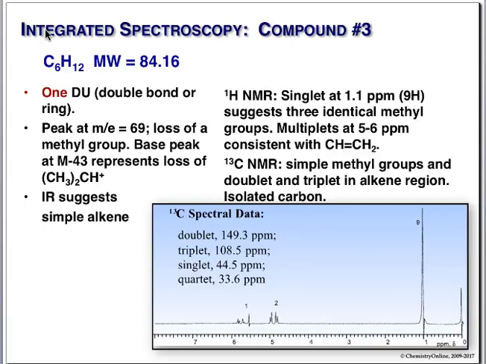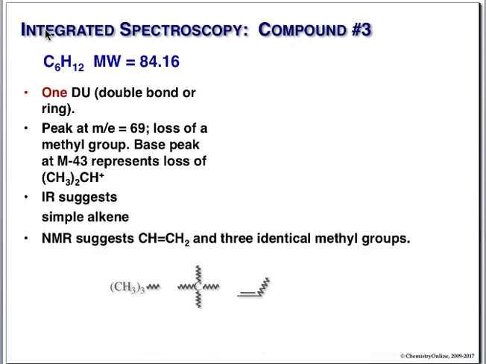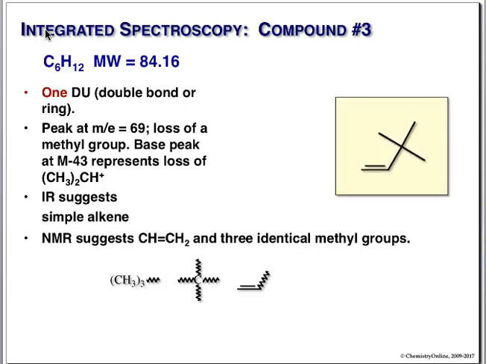So, isolated carbon, and again, alkene region. Putting this together, we've got 3 methyl groups that are the same, a carbon that's sitting there by itself, and we have a carbon-carbon double bond. I think there's only one way we can hook these together, and that makes this. This is probably the most complicated of the set. But it does have a beautiful carbon-carbon double bond, probably the best you'll ever see.